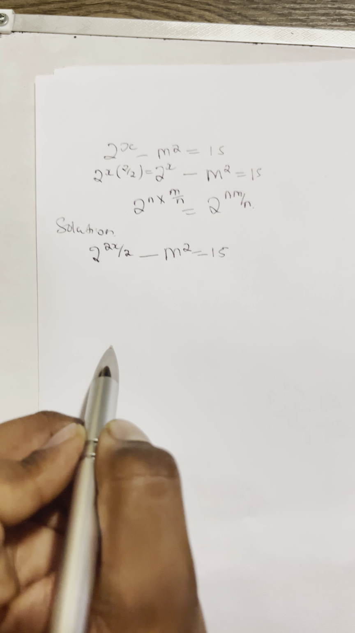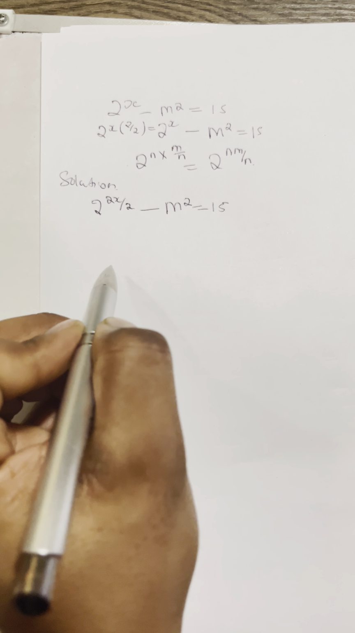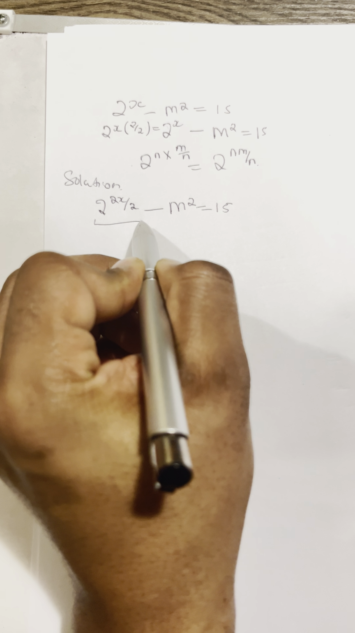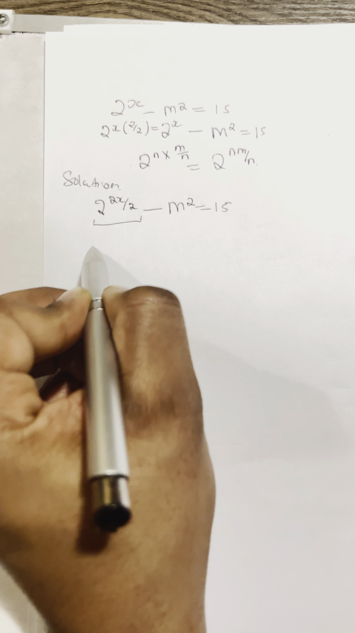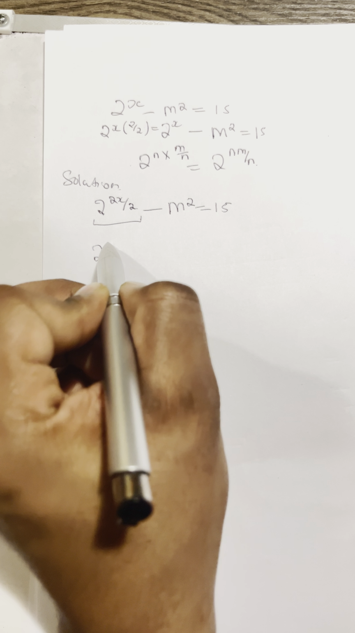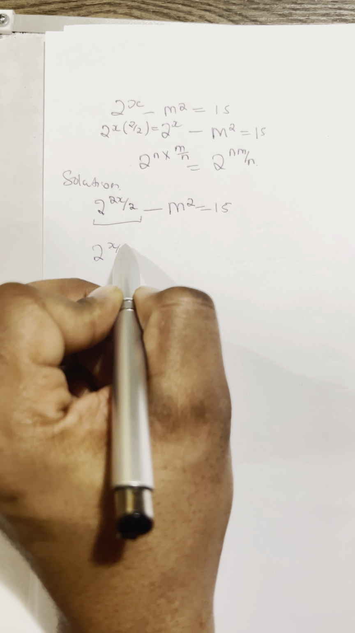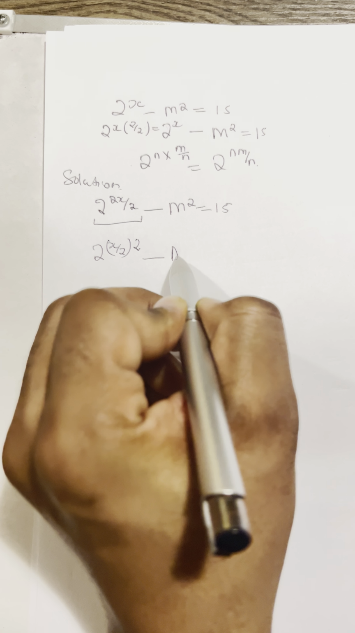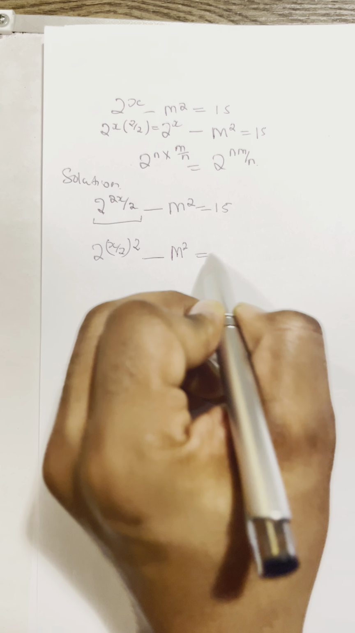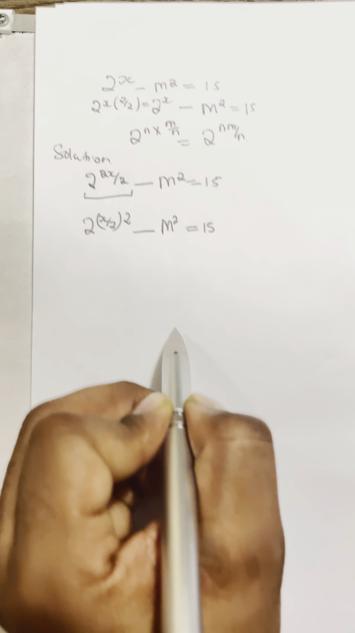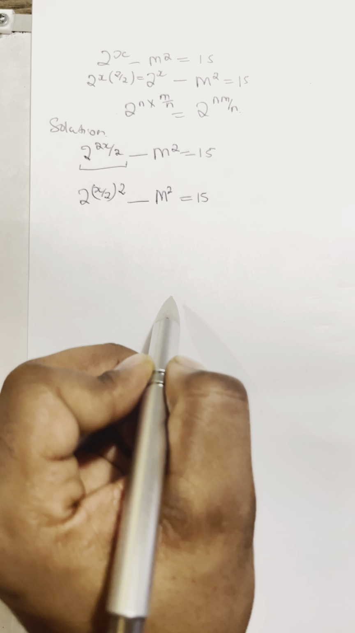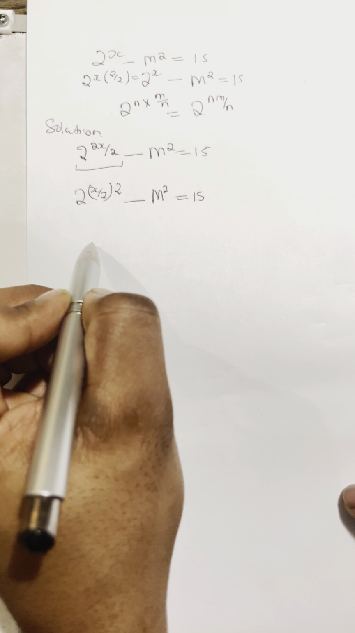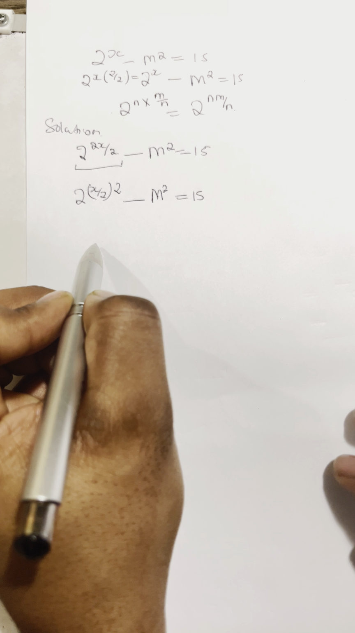All right, let's see now. What's going to be the solution? So, in these instances, we're going to say 2^(x/2) bracket 2 minus m squared is equals to 15. All right, let's go further. Now, we're having something like this.